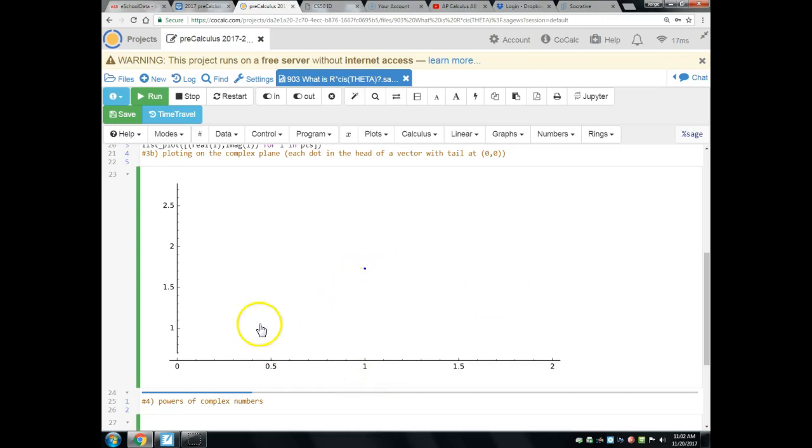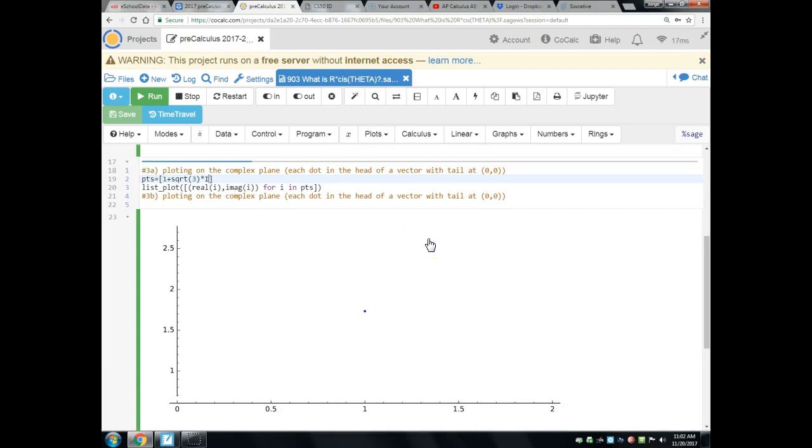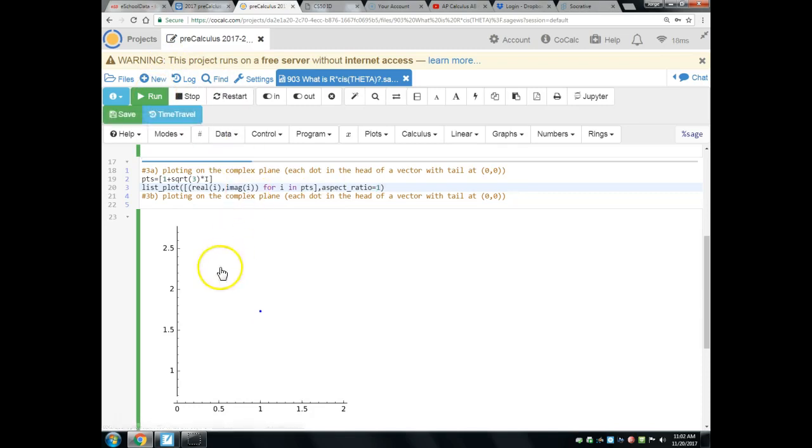Root 3 is 1.73. Now this is not a square window, so the aspect ratio is messed up. Let's see. What if we throw in an aspect ratio? Comma, AspectRatio equal to 100%. So it looks better. There you go. So you're going over 1 in the real part, and root 3, well, it's chopped off a little bit here, root 3 in the imaginary part. 1.732 something, right? Okay. All right, so like that, I could graph a whole bunch of stuff.